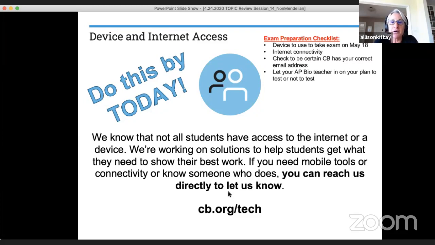Just want to remind you of your exam checklist. Today is the 24th of April. It's the last day to reach out to College Board. If you need a device or internet connectivity, please reach out to them at cb.org/tech. Also, check to make sure that the College Board has your correct email address. They will be sending you your exam ticket via email, although you will be able to access it through AP Central if you do not receive the email. And then finally, let your AP Bio teacher in on your plan to test or not to test.